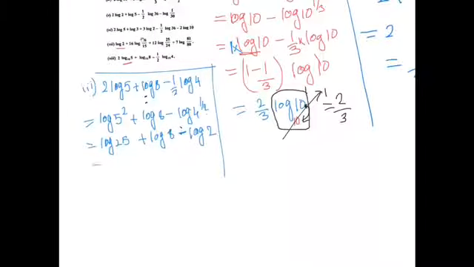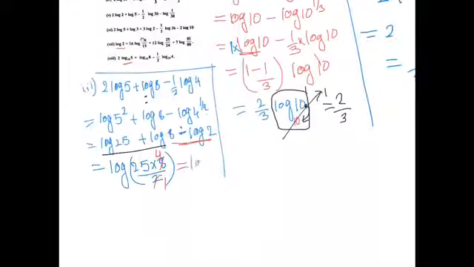Now we know, if there is addition of log, it becomes multiplication. And if there is a subtraction, it becomes division. Very good. So log of 25 into 4 is log 100.